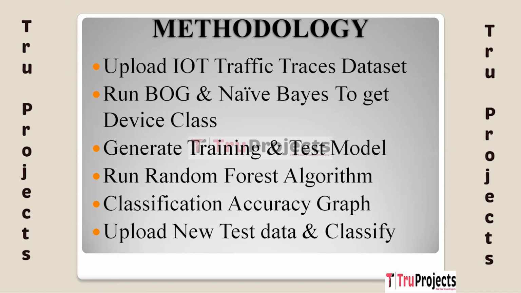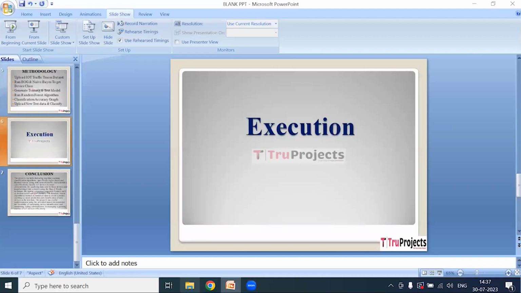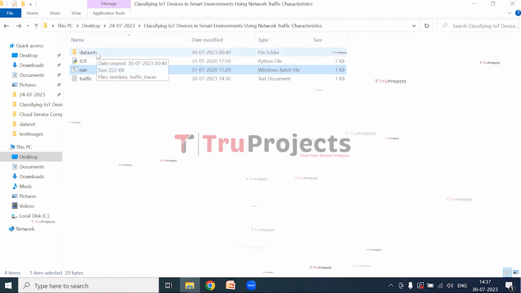The random forest model is then applied to classify these new devices based on their traffic characteristics. Execution. For the execution of the project, we need to open the code folder. This is the code folder. This is the dataset folder. It contains test data and traffic traces.